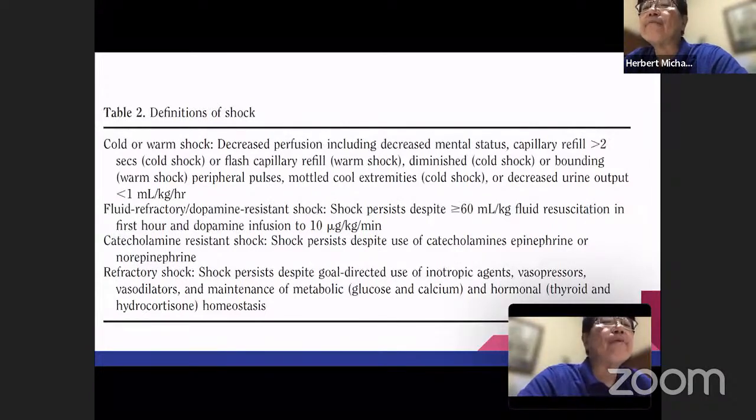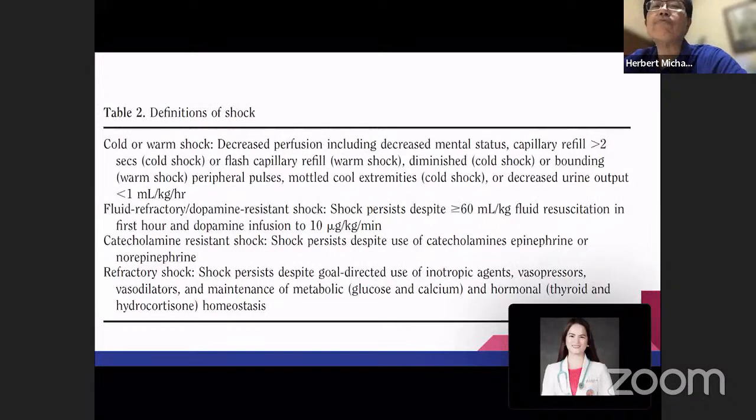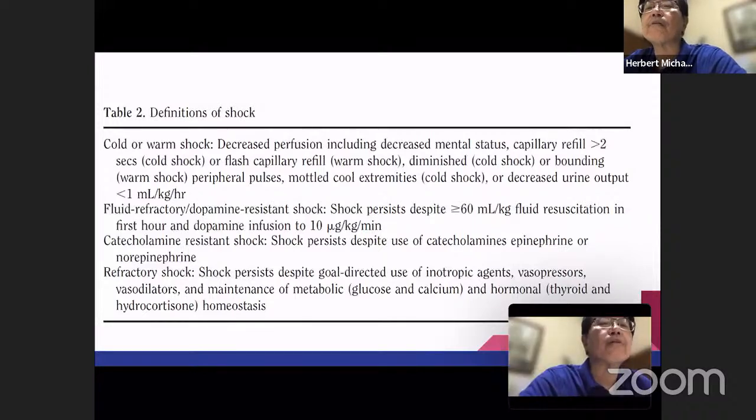And you can have diminished peripheral pulses as seen in cold shock, or bounding pulses as seen in warm shock. Generally, patients who are in shock may have cool to mottled extremities, and they always have a decrease in the urine output of less than 1 cc per kilo per hour.